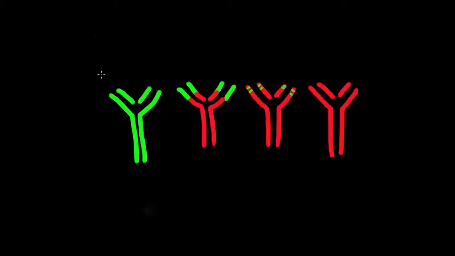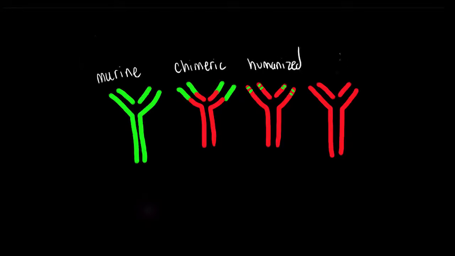Since then, many variations to the method have been created, and the techniques will differ depending on the type of antibody that you're making. And these types can include murine, chimeric, humanized, and fully human mAbs. In this video, however, we will just examine the original method for murine monoclonal antibody production. Alright, so let's begin.